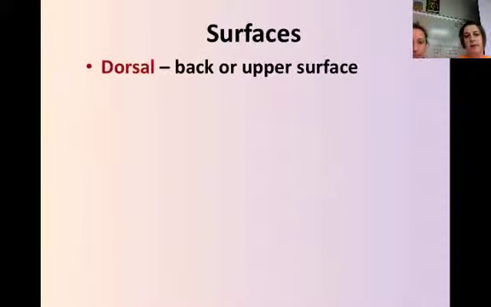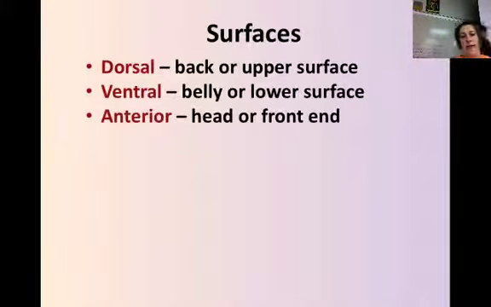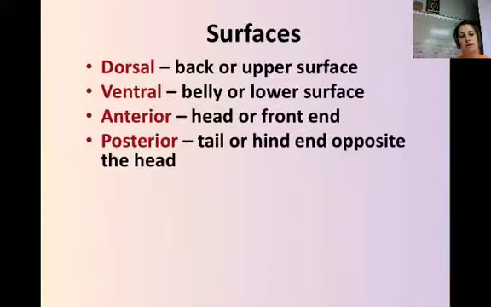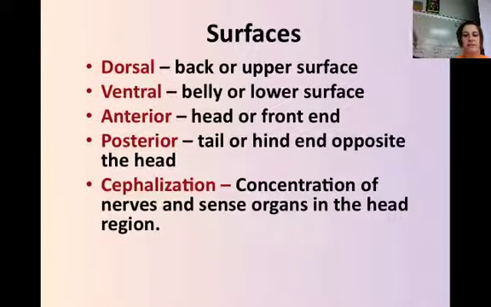Case body area surfaces, we've got dorsal. This refers to the back or upper surface. Ventral refers to the belly or lower surface. Anterior refers to the head or the front end. Posterior is going to refer to the tail or hind end opposite the head. And then we have cephalization. This is the concentration of nerves and sense organs in the head region.